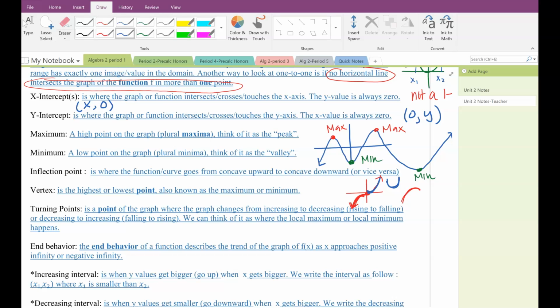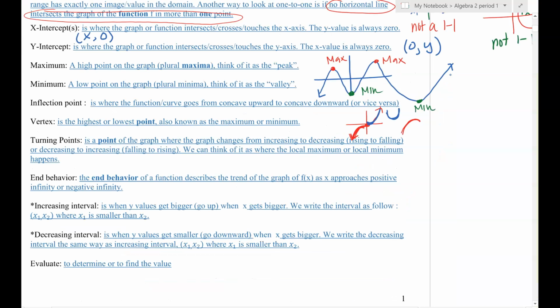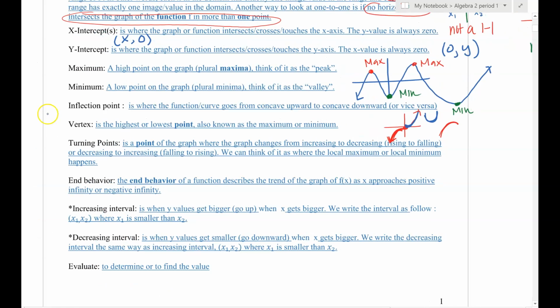Now we touched on the vertex a little bit already earlier when we were talking about the maximum and minimum. Usually, a parabola has a vertex, so this is the low point. And if we have an absolute value function, let's say an upside down absolute value, that's also a vertex.